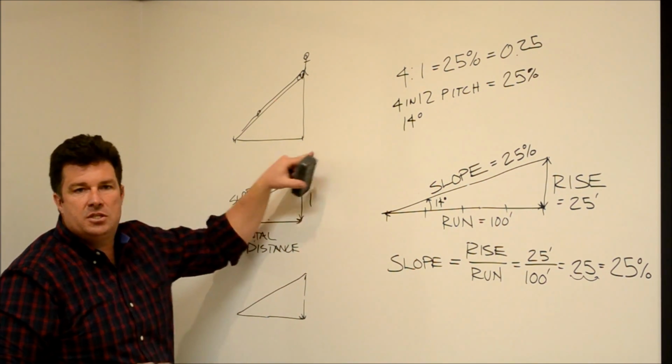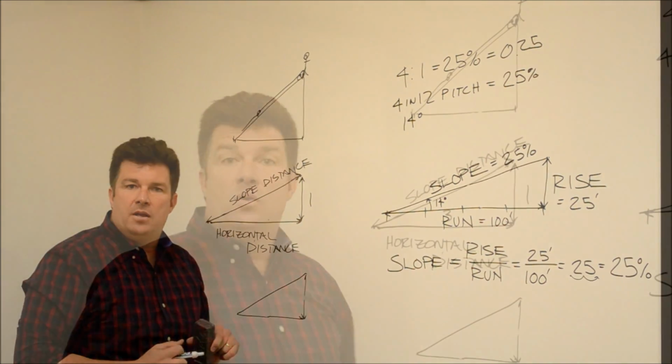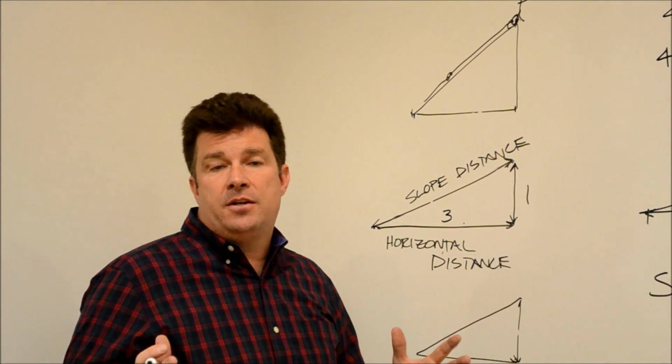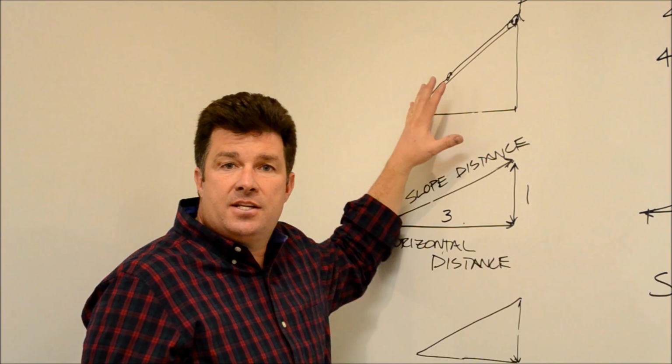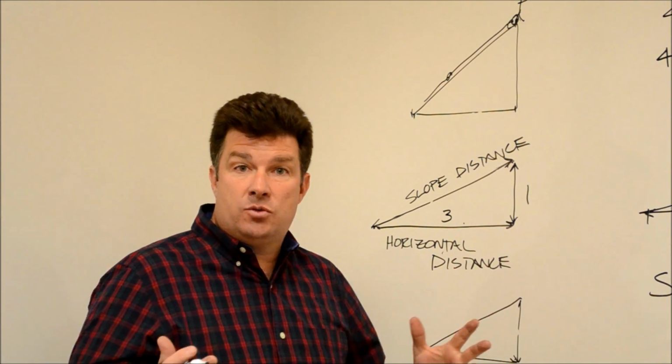So you just can't use the stations off of the alignment sheets. And we'll talk about that more in another video. We will lose over 40% of our revenue on this task if we don't understand the difference between horizontal distance and slope distance. Here's why.